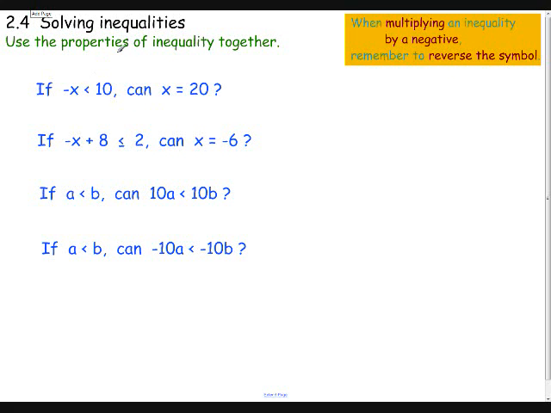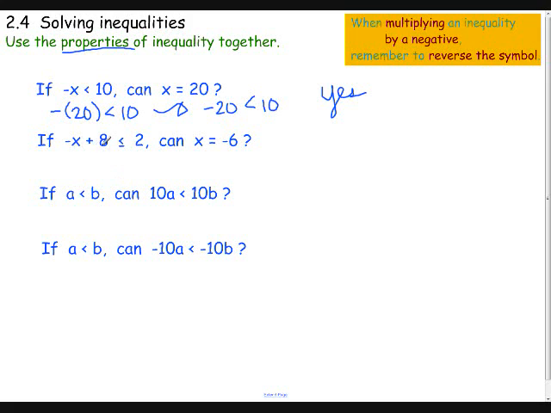Now we're going to use both these properties of inequality. If negative x is less than 10, can x be equal to 20? So negative x less than 10. Which is saying negative 20 is less than 10. So our answer here is yes, that is true.